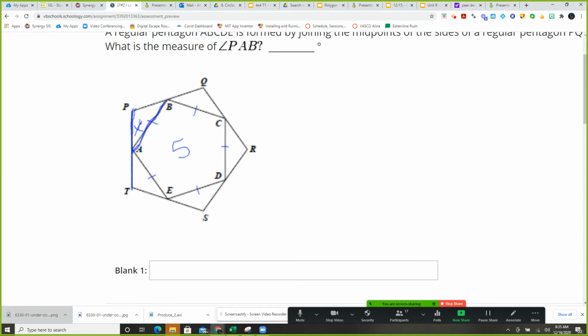If they're all the same, then they could be 108. They would be 108, yeah. So they're all 108, right? A, B, C, D, E, and P, Q, R, S, T. All of those are 108. So how does that help me?